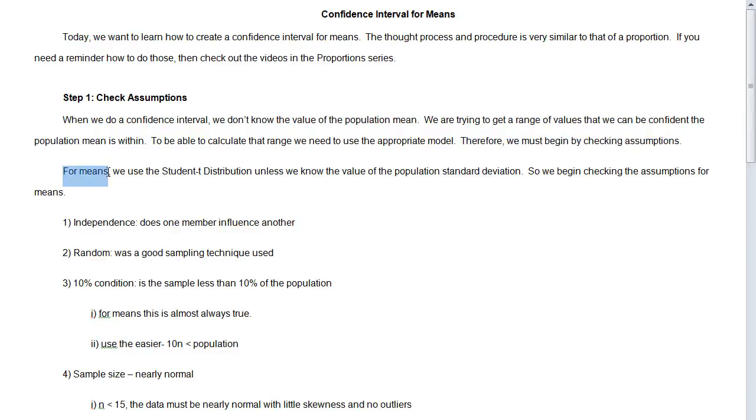For means, with small samples, and we don't know the population standard deviation, the sigma, we use the student t-distribution. Oh, unless we know the value of the population standard deviation. I should really read these things before I do my videos. All right. So we begin checking the assumptions for means using the criteria for the student t-distribution.